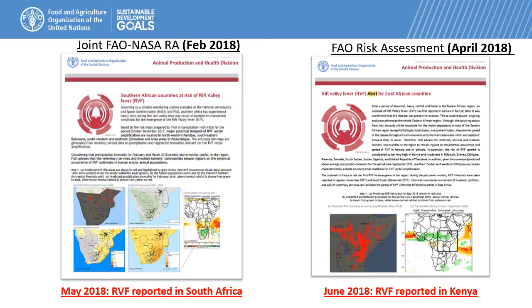We now have 2 examples of the alerts produced by FAO and sometimes jointly with other partners, like NASA in this case. On the left, we have the alert that we issued for Southern Africa in February 2018, and the outbreak was actually reported in South Africa in May 2018, a number of months later. On the right, we have the alert that we issued in April 2018 for East Africa, and in Kenya in June 2018 the Rift Valley fever outbreak was reported, so 2 months later.